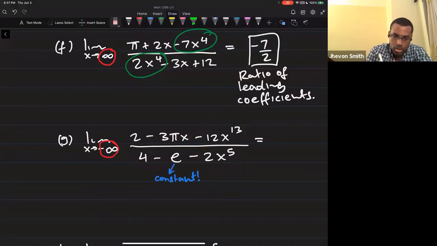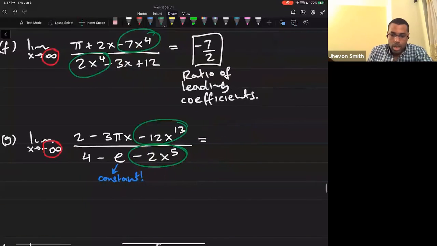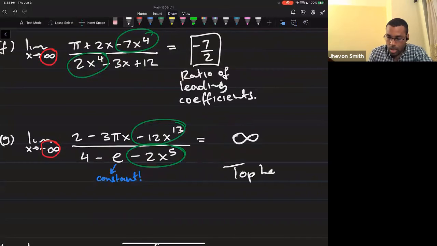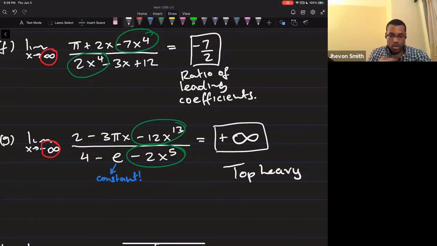Well, circling doesn't agree. The top one is bigger, so I know it's going to go to infinity. It's going to be top heavy. Which infinity though? Well, x to the 13th is going to be negative because I'm plugging in negative infinity. Times a negative, it's positive, so it's positive on top and positive on the bottom.